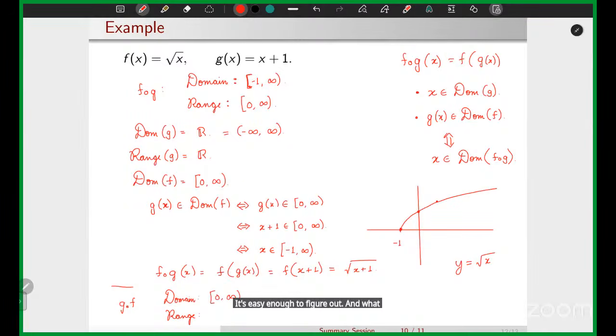And what about this? What is the range of G of F? Closed 1 to infinity. Is that correct? Yeah, that's okay. G of F of x is root x plus 1. So here the minimum value of square root of x will be 0. So the minimum value of the function itself will be 1, and it can go up to infinity.